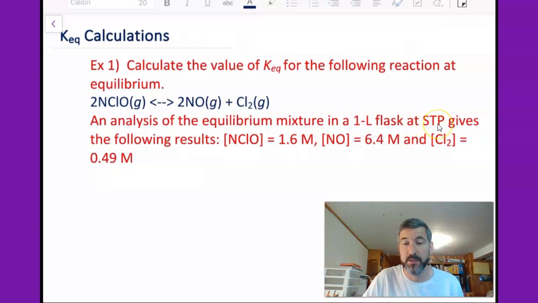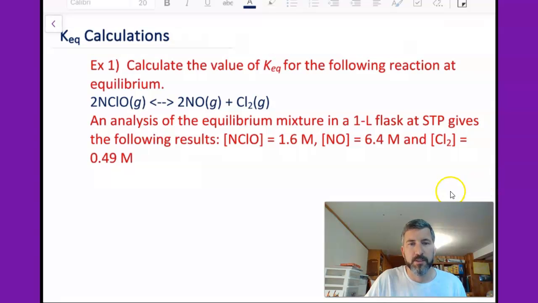Remember, STP means standard temperature and pressure. The only reason that's mentioned, along with the volume, is because temperature and pressure do matter for KEQ. But we don't need to use them in this calculation. Just understand that the KEQ would change if the temperature or the pressure changed.